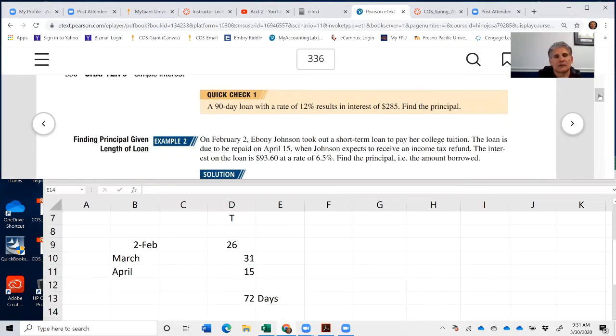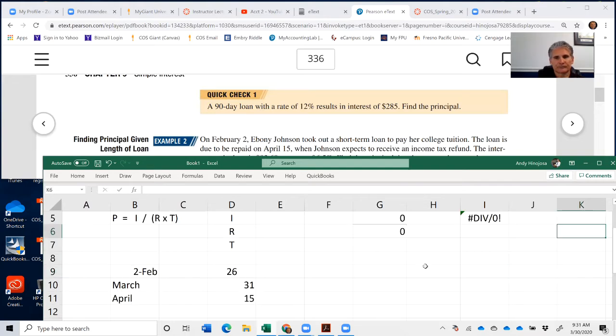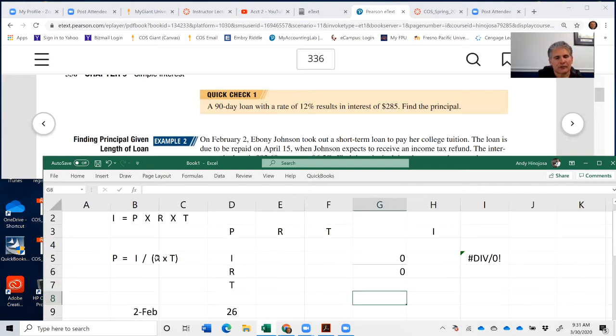Ebony Johnson took a short-term loan out from February 2nd to April 15th. That means she borrowed money for 72 days. Now that we have the T, the time, or the numbers that we can use to compute the T, now we can go back to our formula that we used in the prior problem. P equals I divided by RT, or R times T.